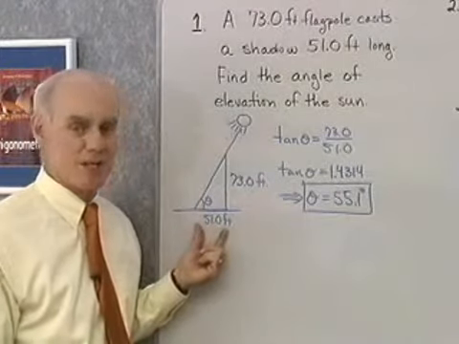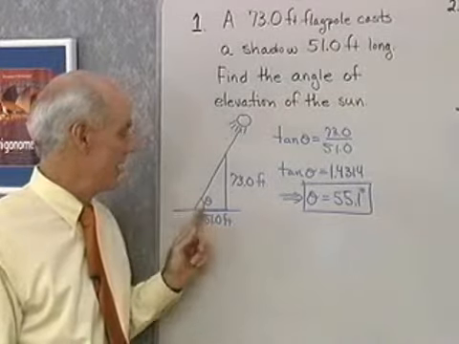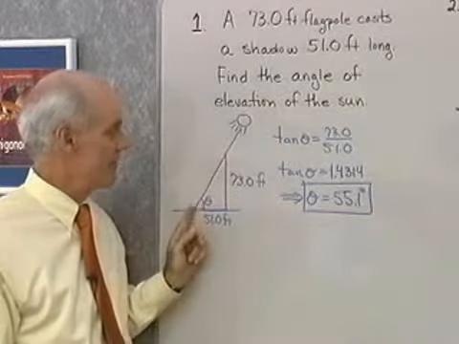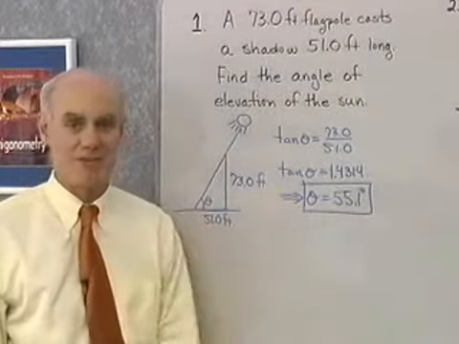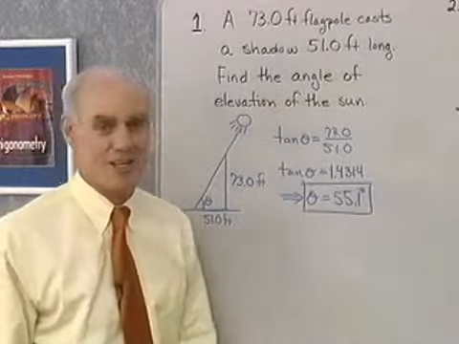So if I have a 73-foot flagpole, I know the flagpole is 73 feet high, and I measure the shadow and it turns out to be 51 feet long, then the angle of elevation of the sun from the ground like this must be 55.1 degrees. Here's our next problem.